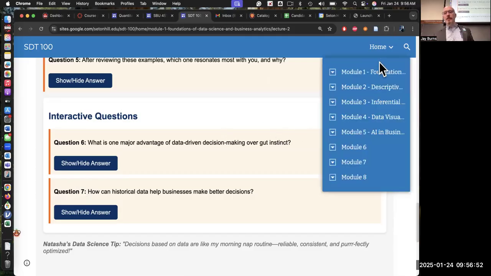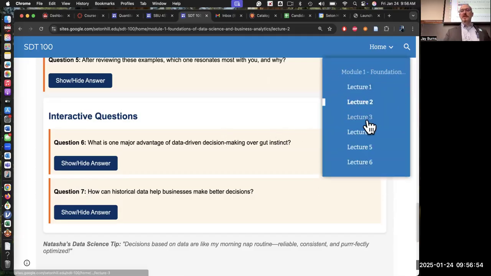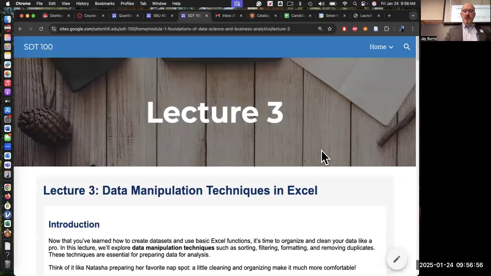Okay, so next time, what are we going to do? Well, next time we'll continue from here. We'll go on to lecture 3, which is where we'll start talking about data manipulation techniques in Excel, by which I would then say, if you do not currently have Excel loaded on your computer, please load Excel on your computer. So have a very good one.